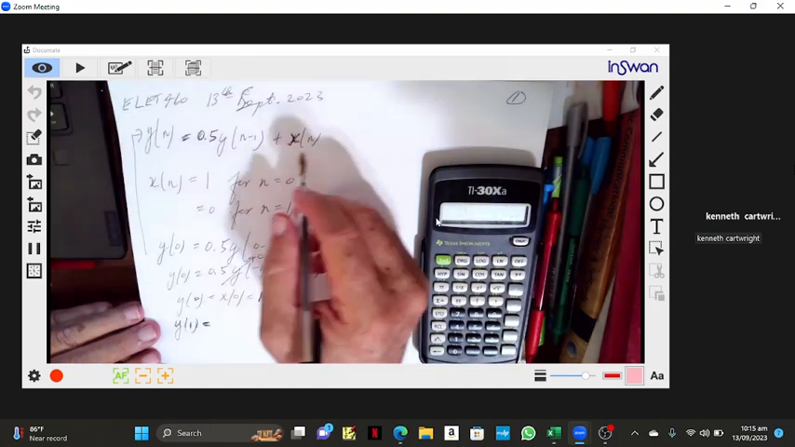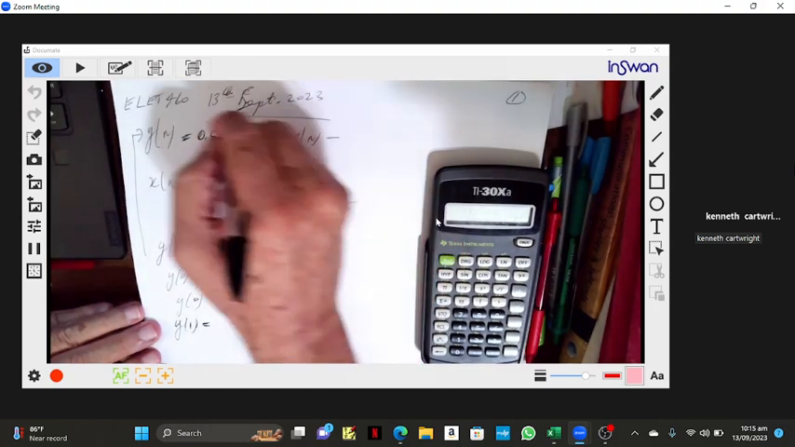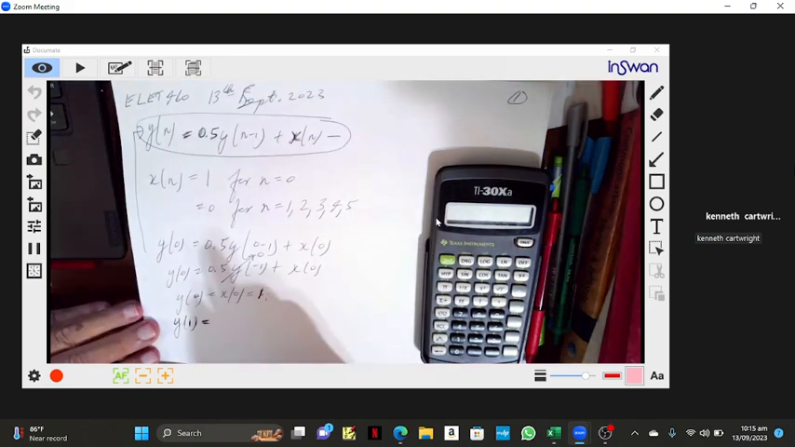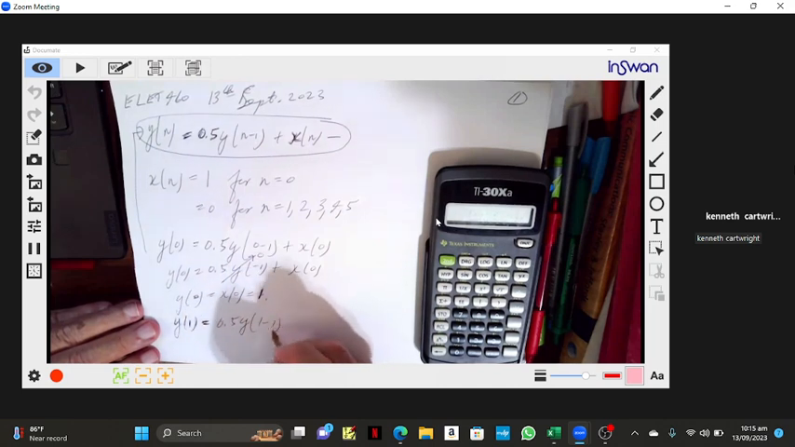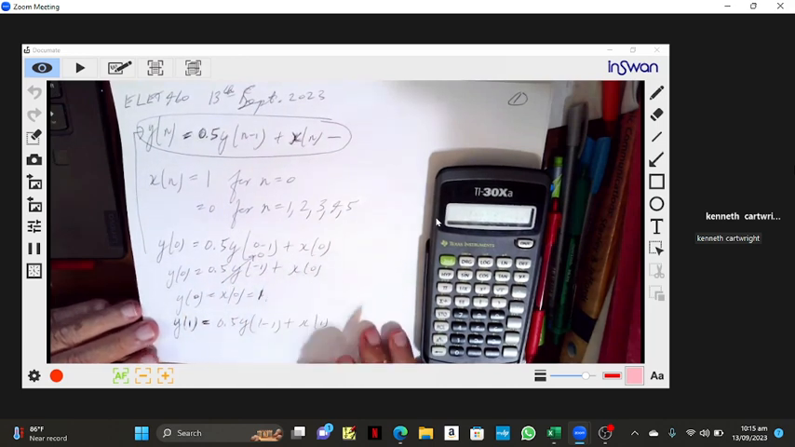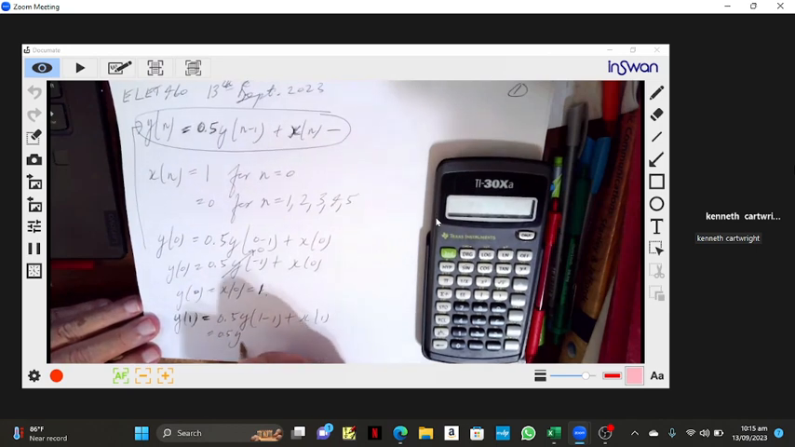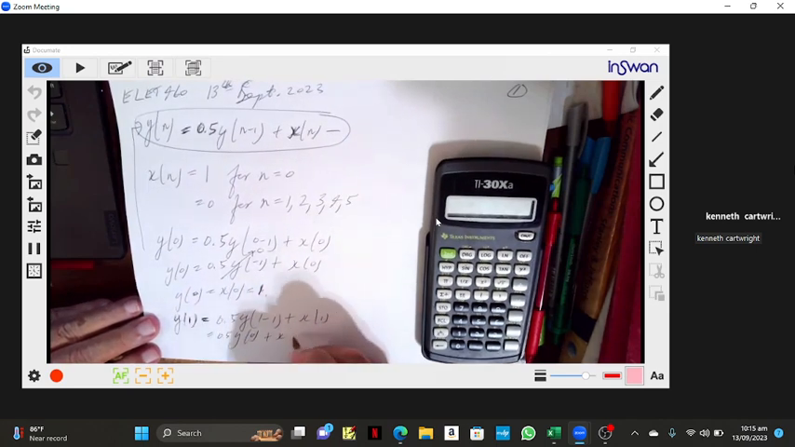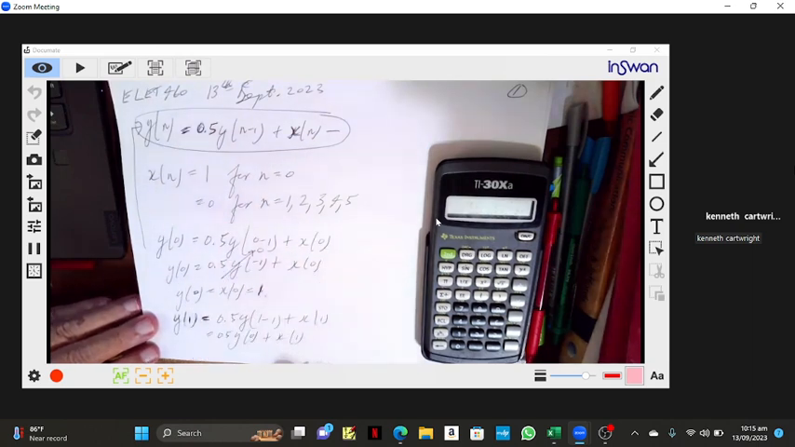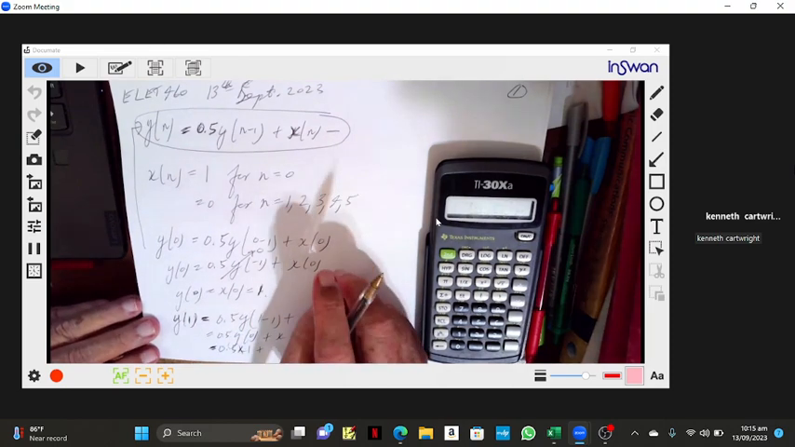Again, from the equation. Here's the equation. That's the equation we go back to. Now where we see n, we put 1. y of 1 equals 0.5 y of 1 minus 1 plus x of 1. So this is 0.5 y of 0 plus x of 1. And then we look back up here. What's y of 0, Mr. Johnson? 1. We know that value. 0.5 times 1. And what's x of 1, Mr. Higgs?